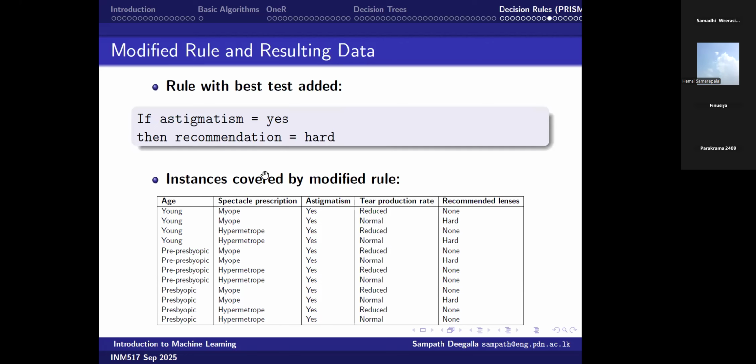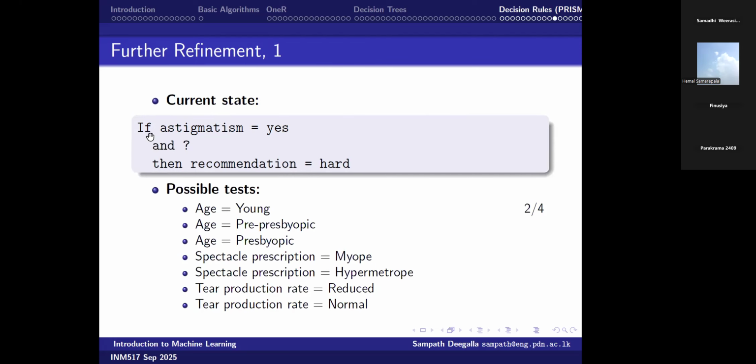Why? Now we have a requirement: the astigmatism should be yes. So what do you do now? Again, you modify the rule. So you keep the astigmatism yes, and then you are trying to fit another possible test. Now this time, since we have already selected astigmatism, we are left with the other 3 attributes. So you can see for age, spectacle prescription, and tear production rate, we have these tests. So we repeat the process and we calculate the accuracies, and these are the accuracies we are getting.